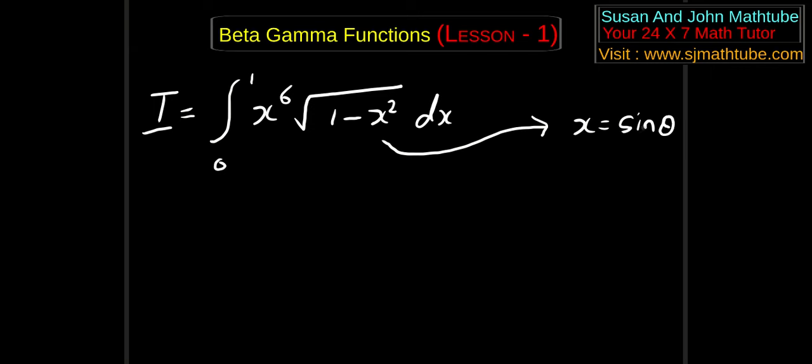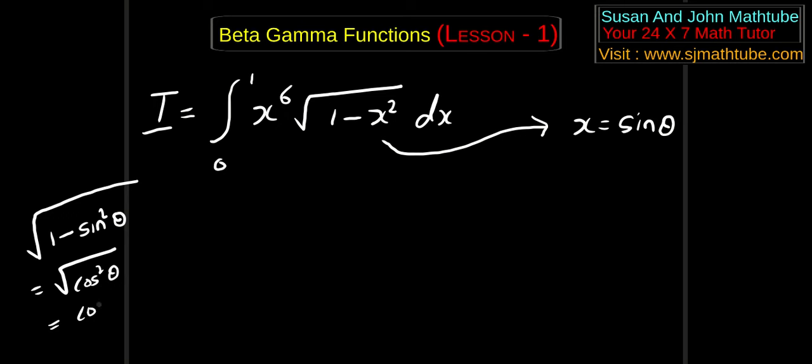And why I am calling that our savior is, it becomes root under 1 minus sine square theta. And 1 minus sine square theta eventually becomes cos square theta, and root under cos square theta is nothing but cos theta. So here we go, we are outside the square root. And one more thing, whenever you make a substitution, you should remember two things. One is the differential, that will be cos theta d theta. And the next one, you have to change the limit.